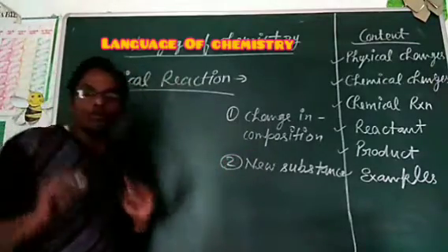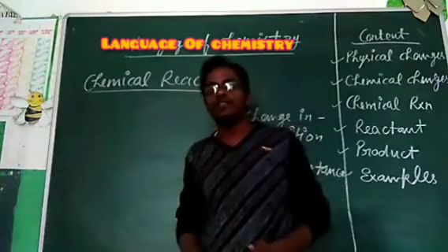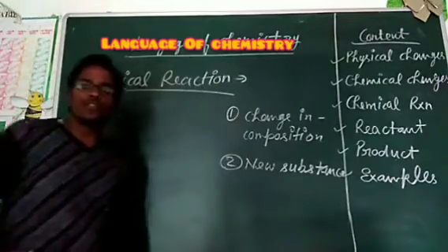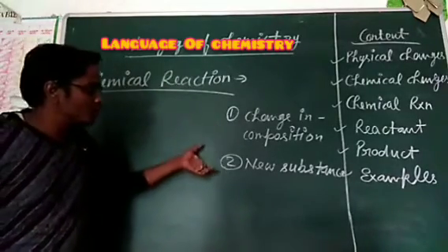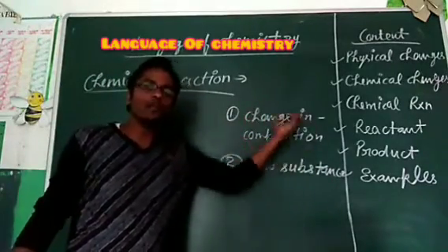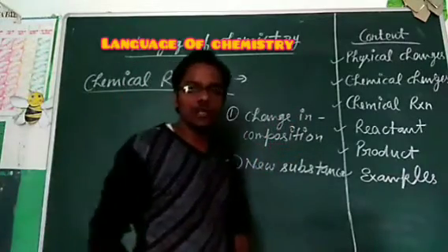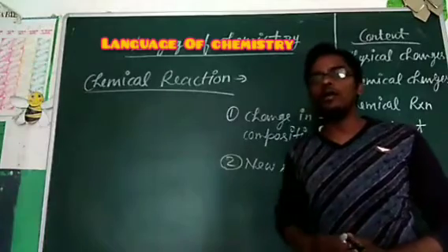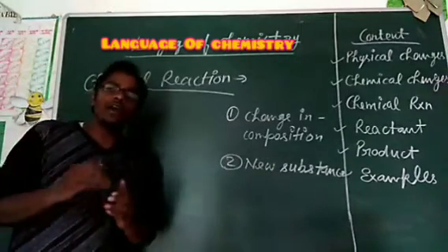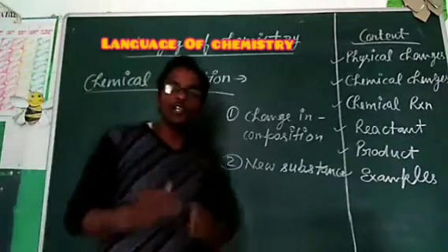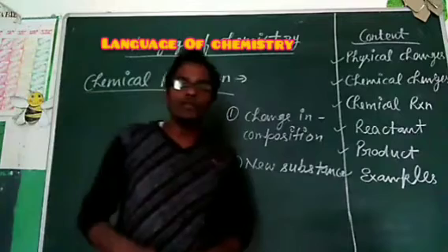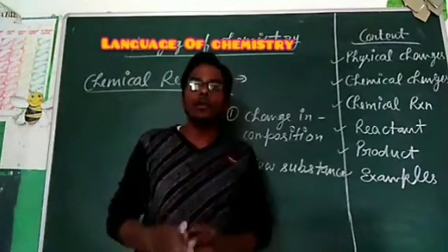So what is the definition of chemical reaction? When a substance undergoes a change to produce new substance with different properties and composition, this is called the chemical reaction. Once again, I am repeating, a process when a substance undergoes a change to produce a new substance with different properties and composition is called chemical reaction.